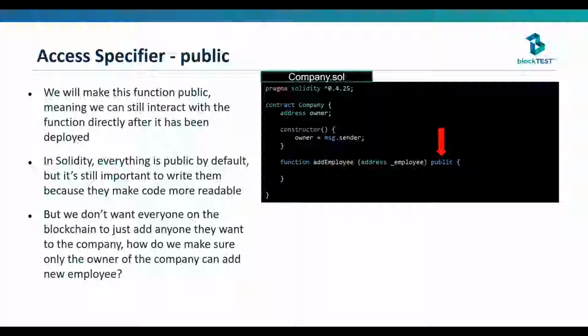But we do run into one problem here. If it is public, it is accessible to everyone on the blockchain. But when you think about it, the owner should be the person who adds an employee to the company. How do we make sure that this is happening?